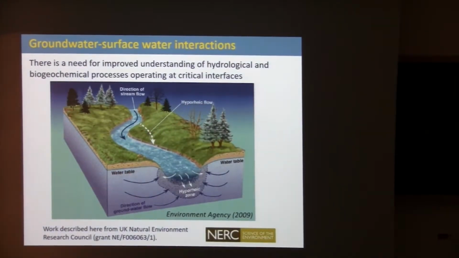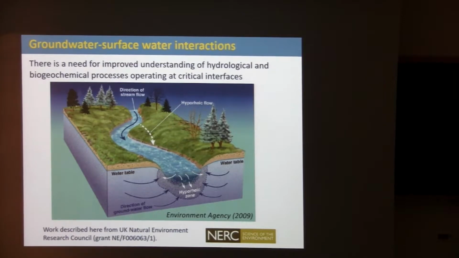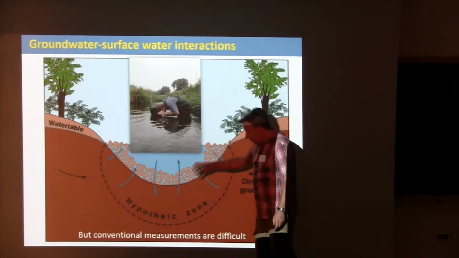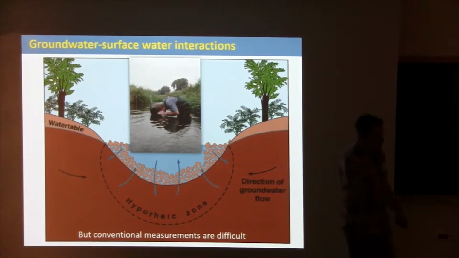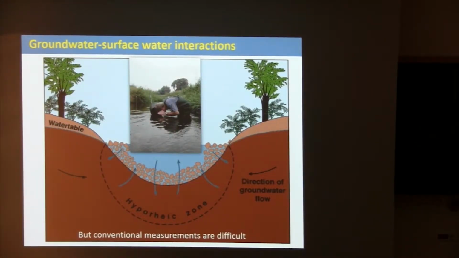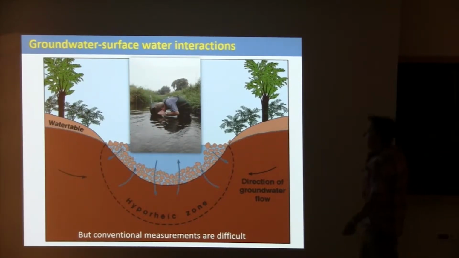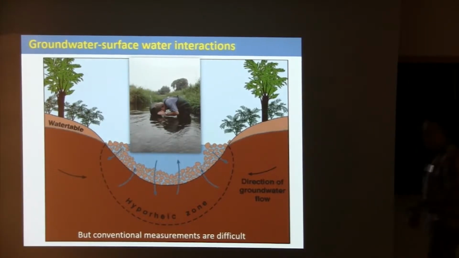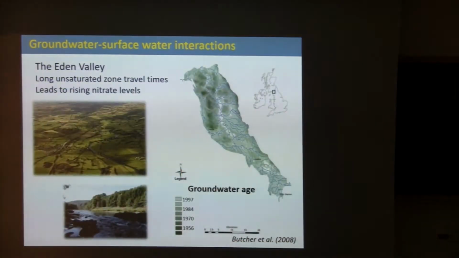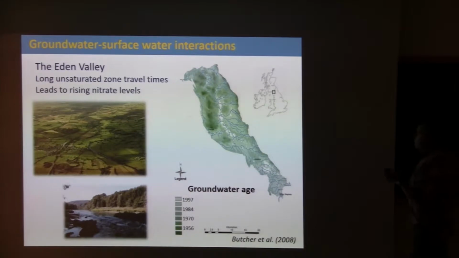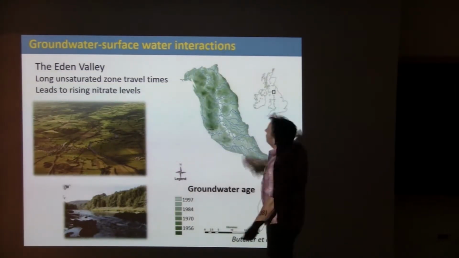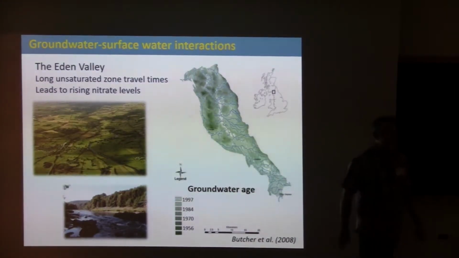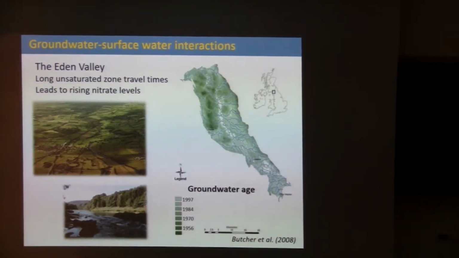I'm going to move to another application, which is looking at the link between groundwater and surface water. The challenge here is, of course, that it's very difficult to see what's beneath a riverbed, beneath a water column. And we want to look at this zone because this is a biogeochemical hotspot that has some real interest, particularly when you're looking at redox sensitive species moving through the subsurface. And in this case, the real driver is the legacy nitrate moving through.